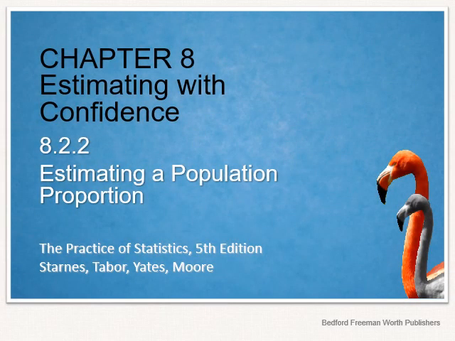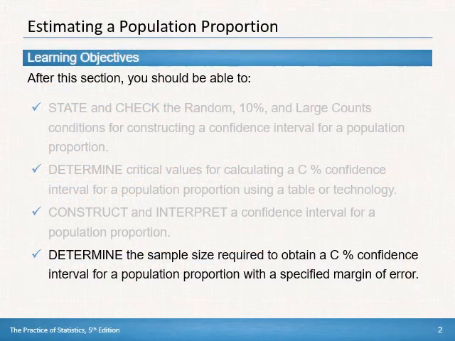Here we look at the last part of section 8.2, where we're going to try to figure out how big of a sample we need so that our margin of error is within a certain range of values that we're interested in. All right. So again, we're going to determine the sample size required so that our confidence interval is within a certain specific margin of error.